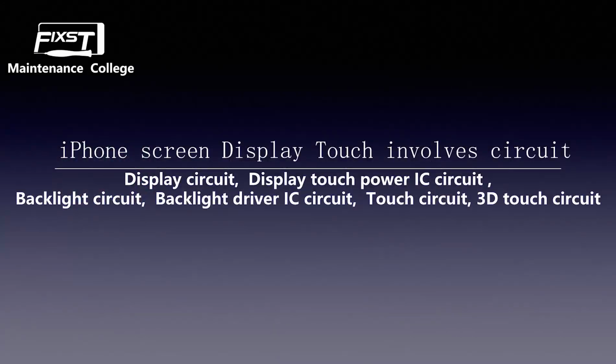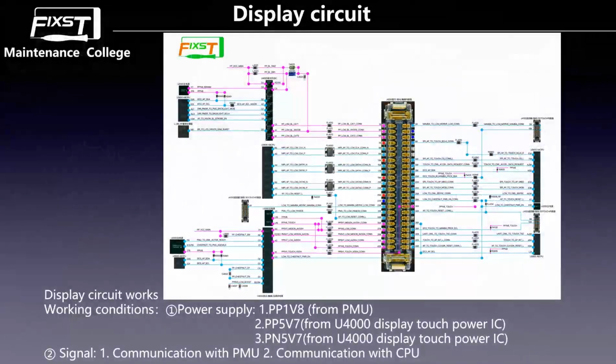So the iPhone display function circuit includes the display circuit, the display touch power IC circuit, the backlight circuit, the backlight driver IC circuit, and the touch circuit and 3D touch circuit. Now we study it one circuit by one circuit. So today, we study the display circuit first.